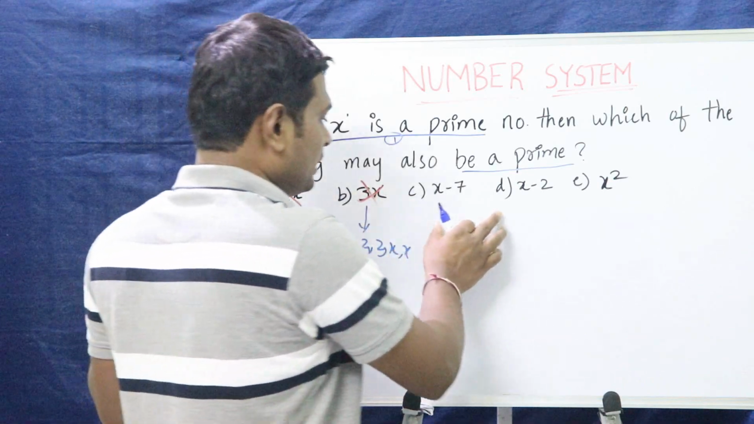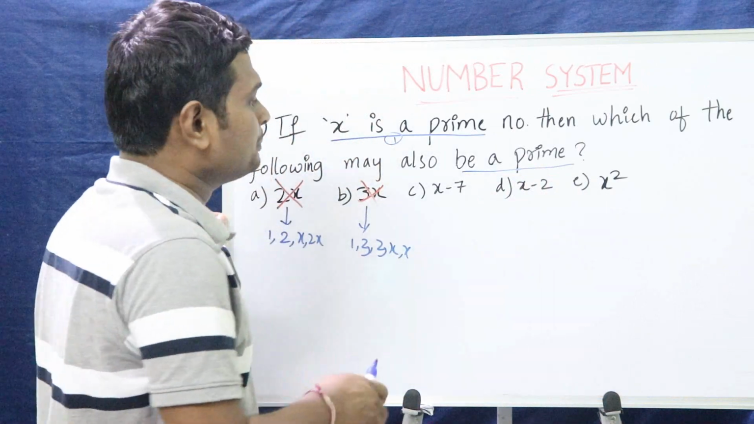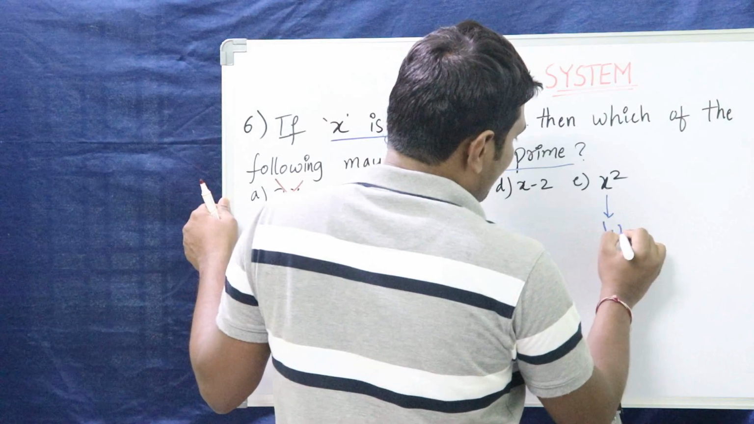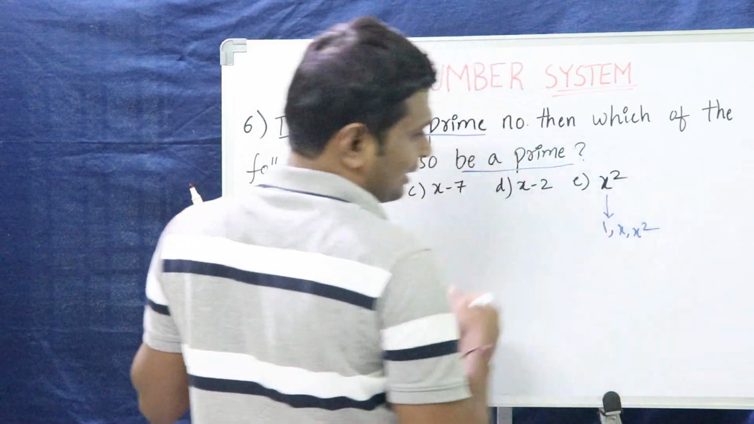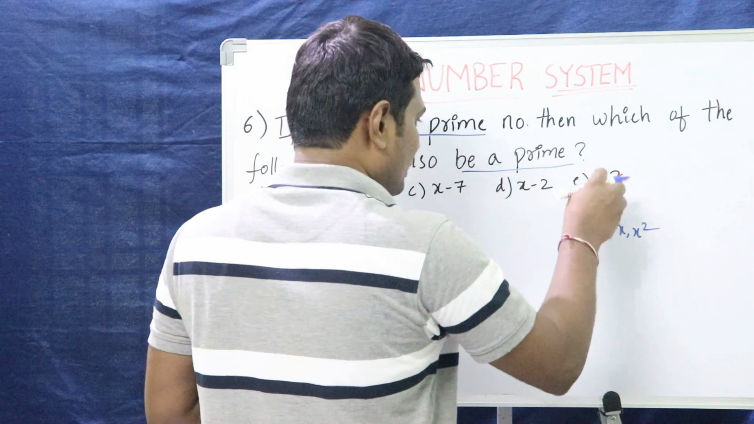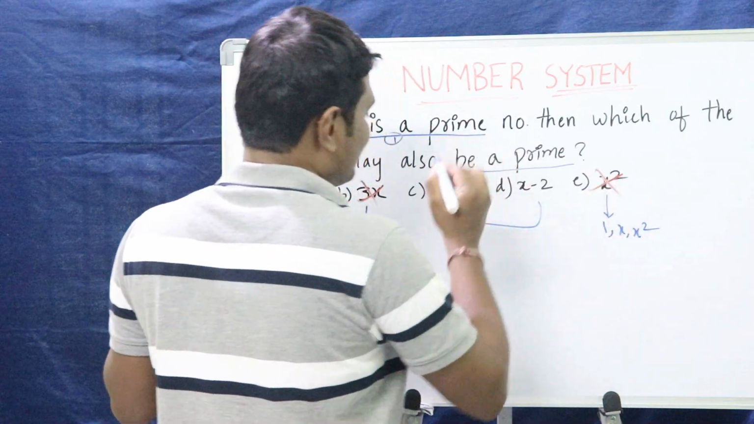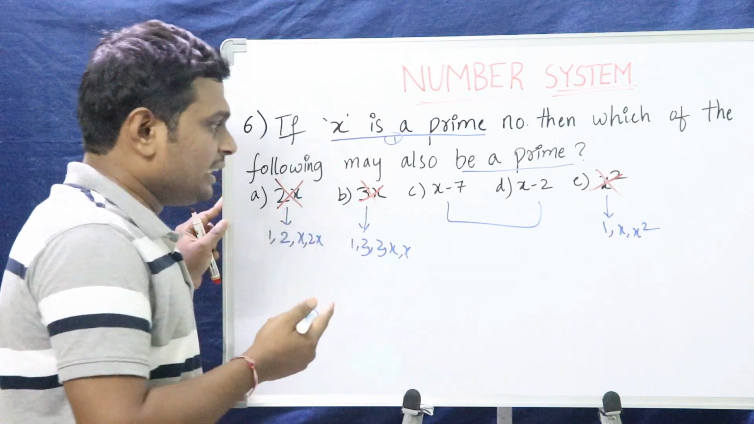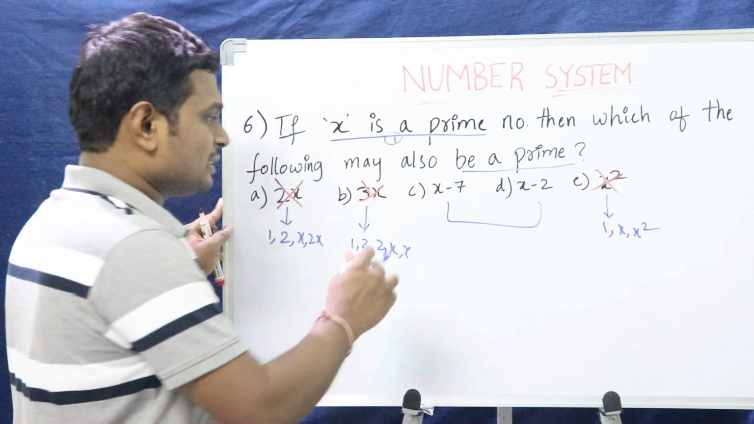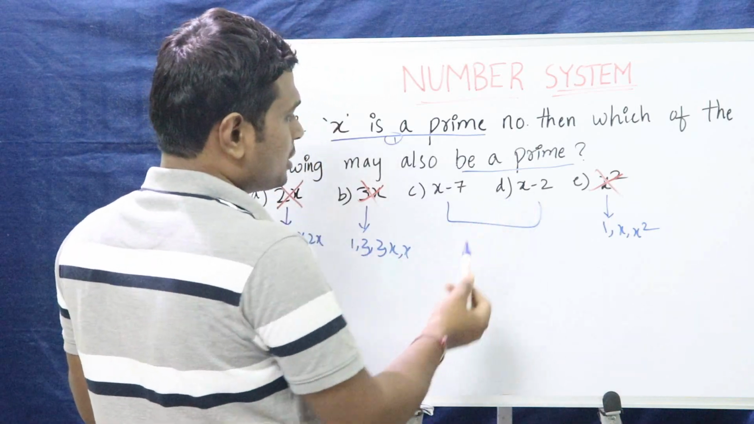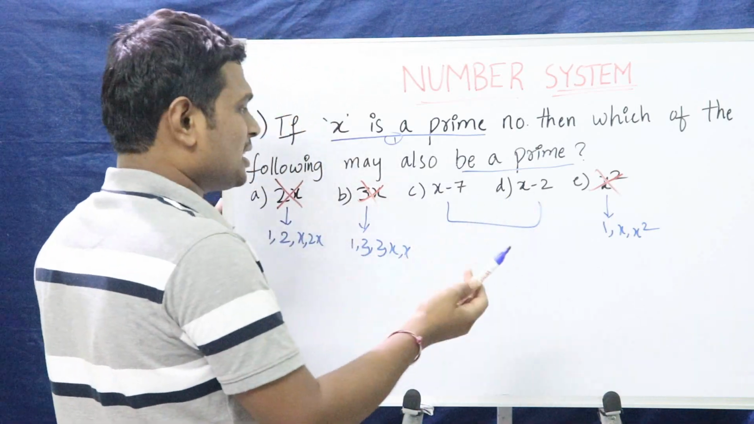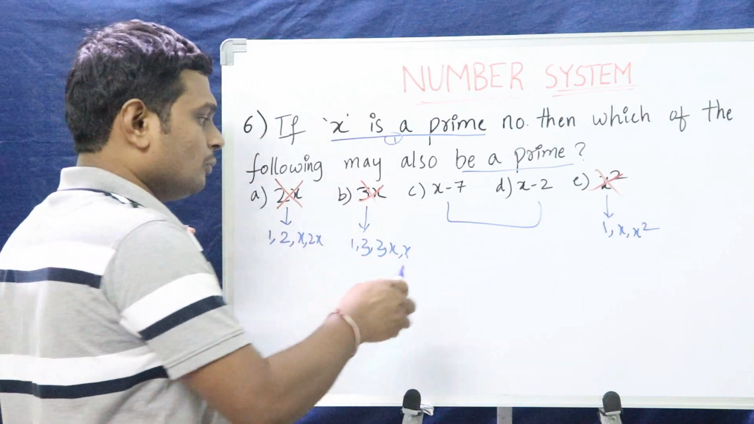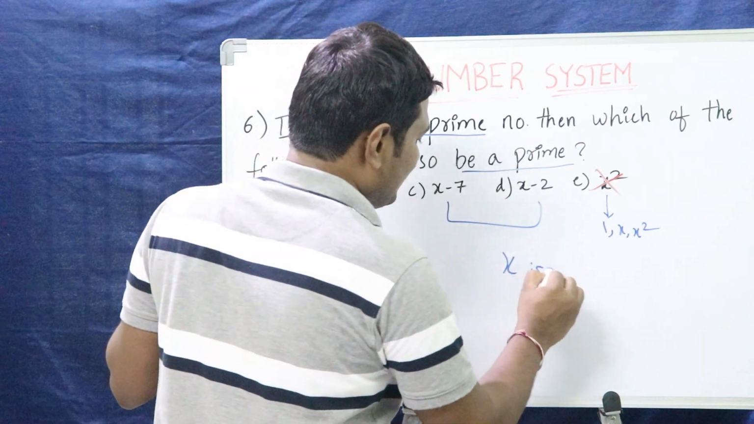Then what are we left with? We are left with these 3 options: x minus 7, x minus 2 and x square. Coming to x square, it has 1, x and x square as factors. So we can rule out this as well. We are left with only 2 options, x minus 7 and x minus 2. We know one fact, right? The only even prime number is 2. So let's consider x as 2. 2 minus 2 is 0, 2 minus 7 is minus 5. That is not a prime number. So x is not an even number. So the conclusion is, x is an odd number.